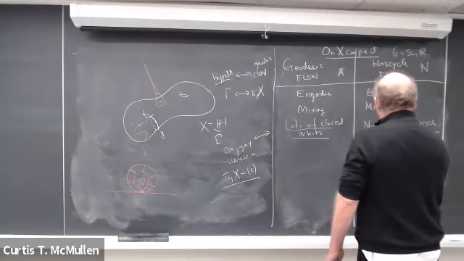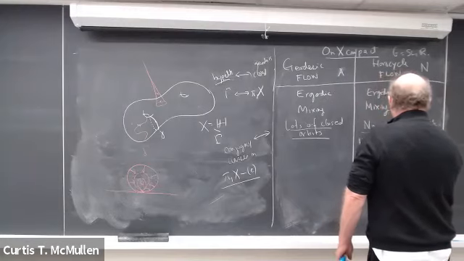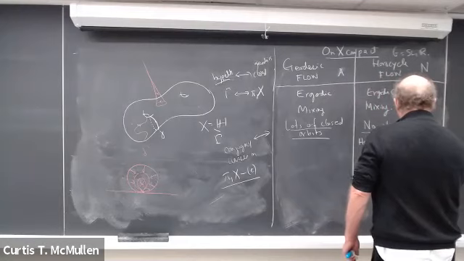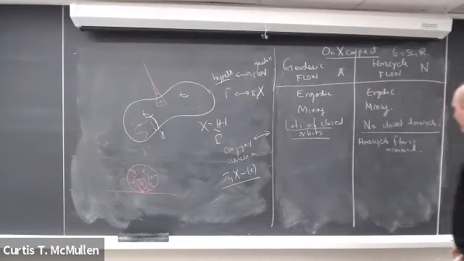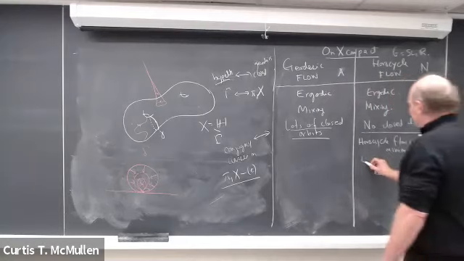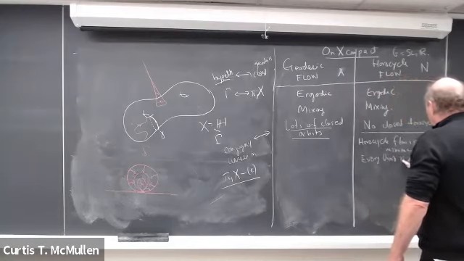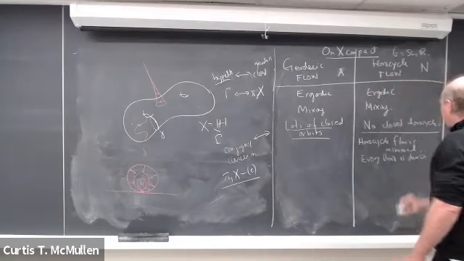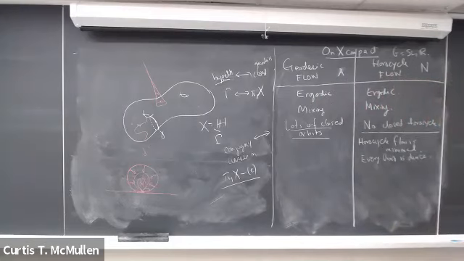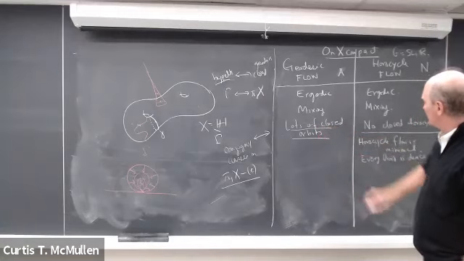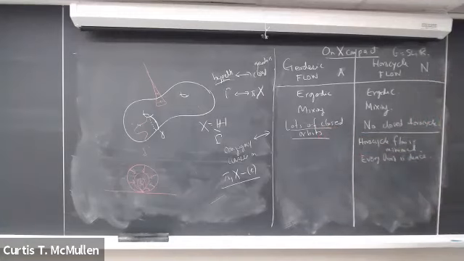The horocycle flow is minimal. That is, every horocycle is dense. And this is dense not just on X, but in the unit tangent bundle. And of course, that's completely wrong here, because these closed orbits are not dense at all.